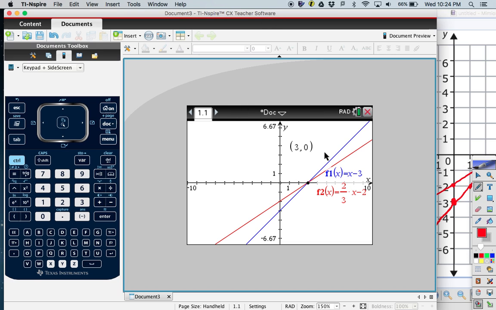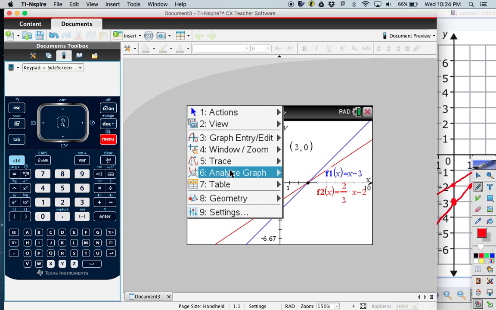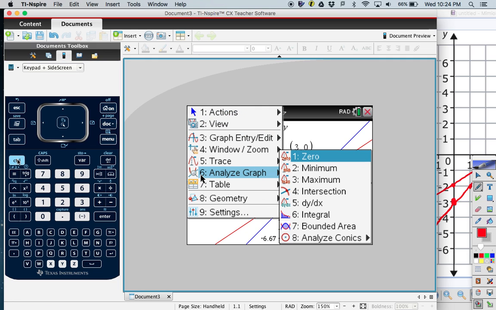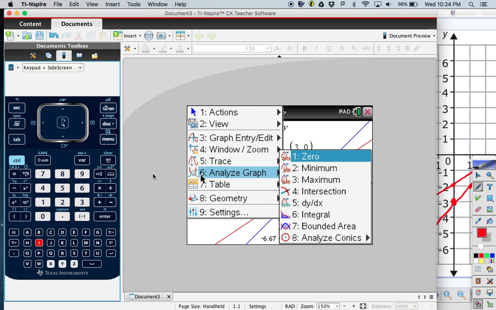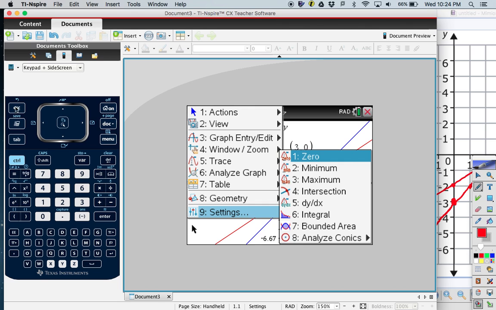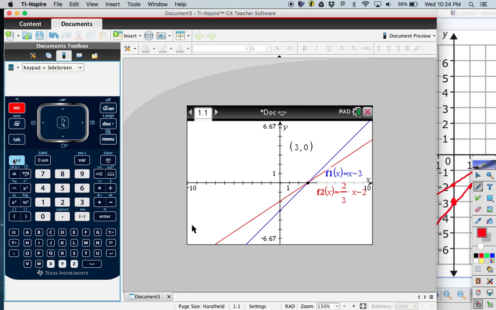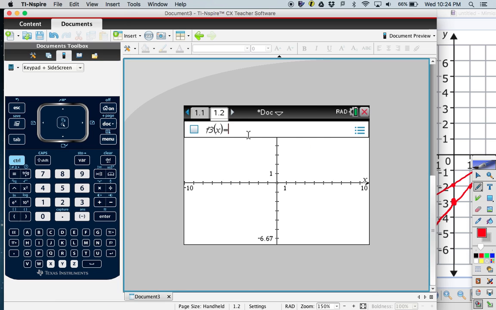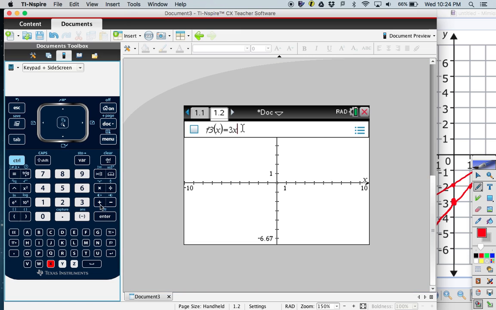So let me go ahead and get us a new graph in here. Menu. Let's do Control I. I know Control I works. Control I for insert. Let's insert a new graph. And here I'm going to just do some random ones. So let's say y equals 3x minus 14.